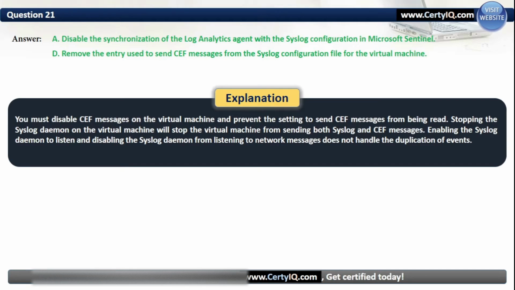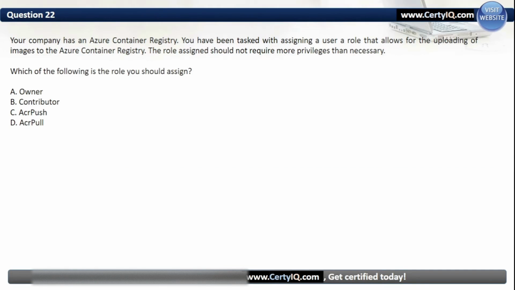You must disable CEF messages on the virtual machine and prevent the setting to send CEF messages from being read. Stopping the syslog daemon on the virtual machine will stop the virtual machine from sending both syslog and CEF messages. Enabling the syslog daemon to listen and disabling the syslog daemon from listening to network messages does not handle the duplication of events.